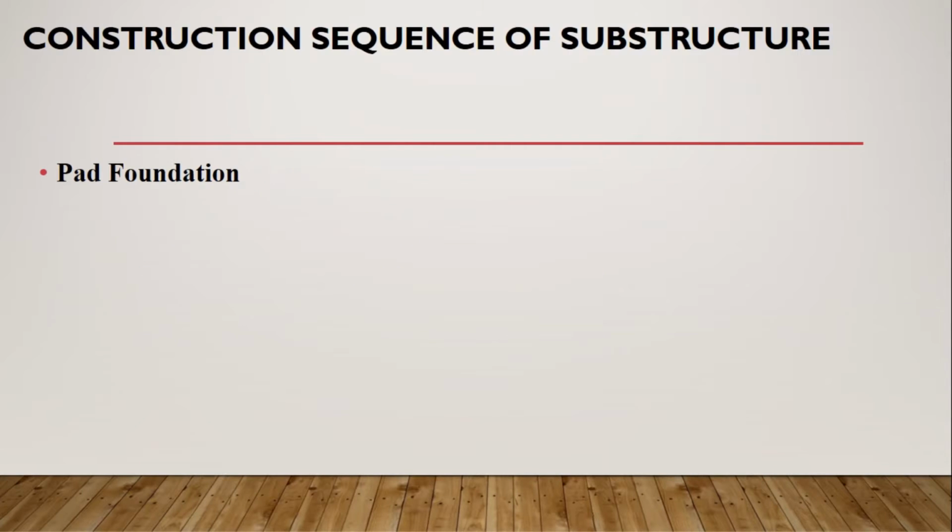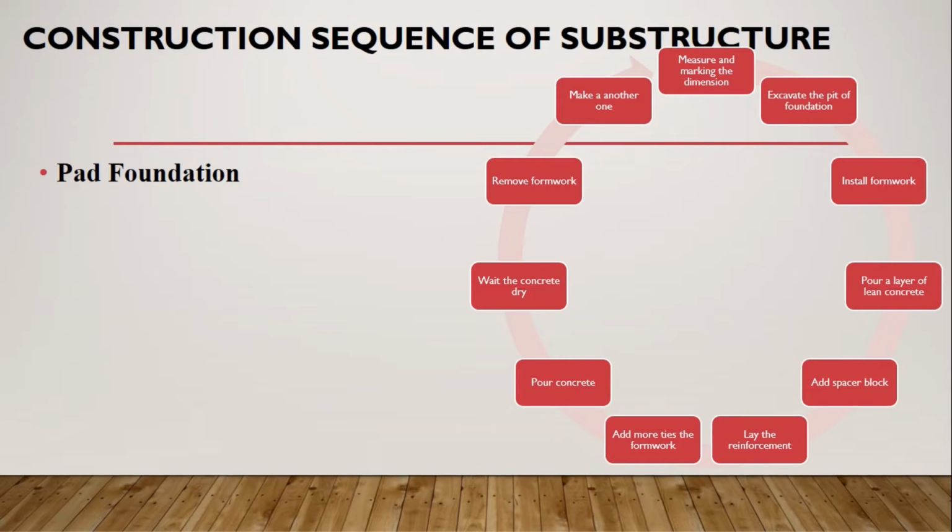project. Now I will talk about the construction sequence of the pad foundation. Firstly, measure and mark the foundation dimensions at the construction site. Then we excavate the pit of the foundation until the required depth. Next, we pour a layer of lean concrete as blinding to provide a flat surface on the excavated area.